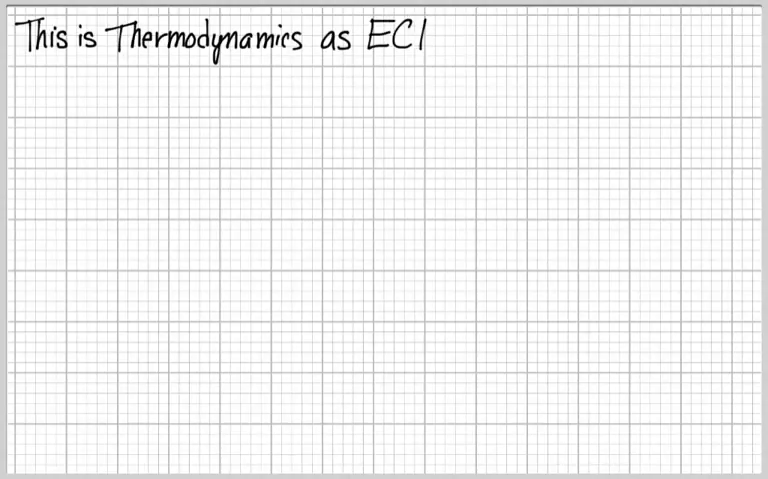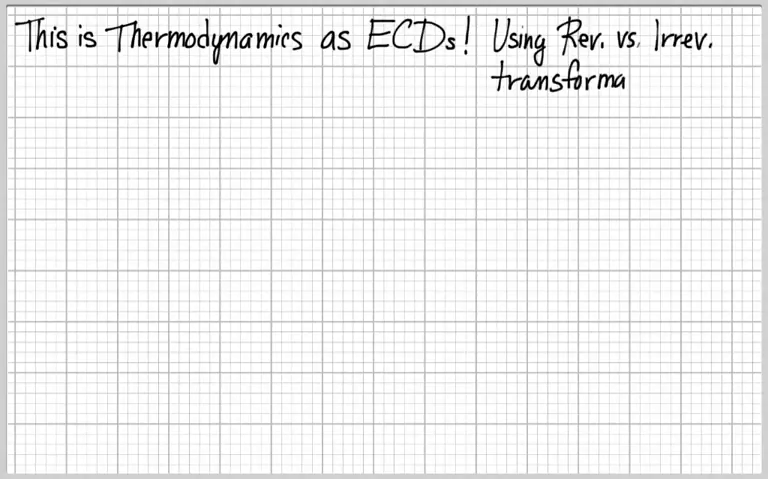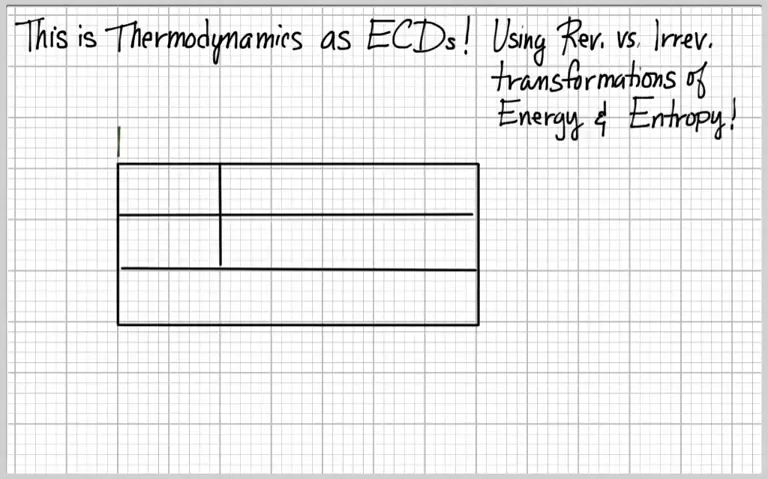The idea here is that we're looking now at thermodynamics as energy conversion devices, which is really powerful. Once I've unlocked the second law of thermodynamics, I can think about thermodynamics as energy conversion devices. And so if I use reversible versus irreversible, or idealized versus spontaneous transformations of energy and entropy, I've got a really powerful set of tools. I'm starting to get the full set of tools that I need to understand thermodynamics through language, through skill, and through the concepts of the first and second law.